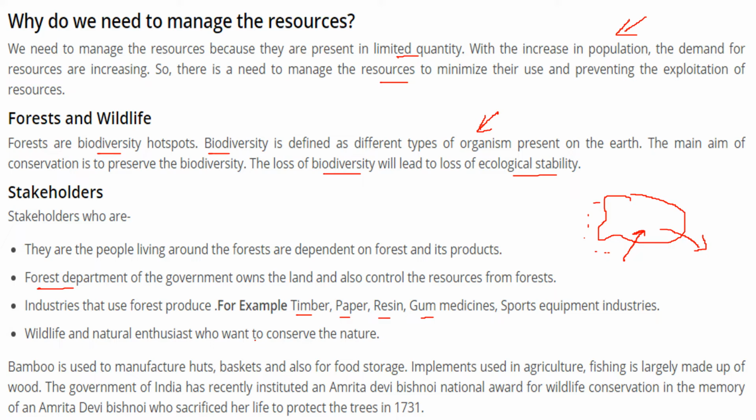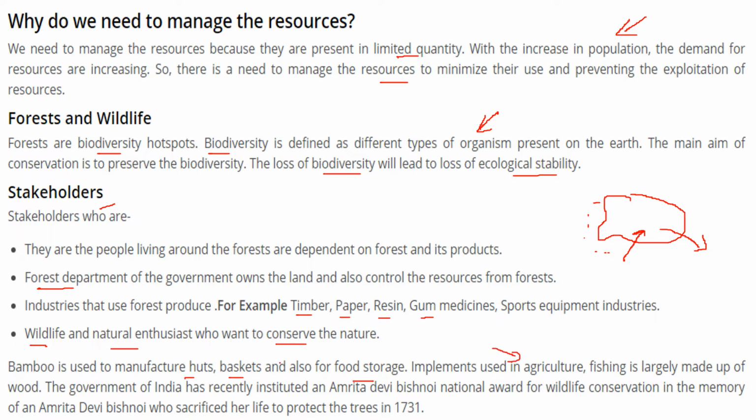The people who want to conserve nature, they know the essence, the necessity of nature, the biodiversity, the forest and wildlife. So these wildlife and nature enthusiasts are also stakeholders. For example, just take bamboo. Bamboo is used to manufacture huts, baskets, and also for food storing. And fishing implements and agricultural implements are largely made of wood.